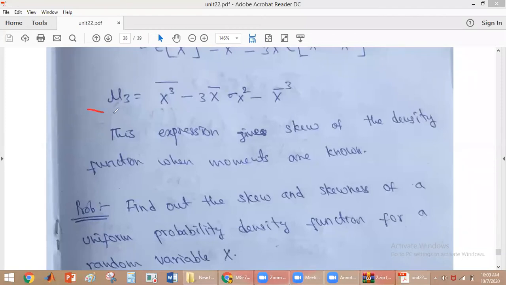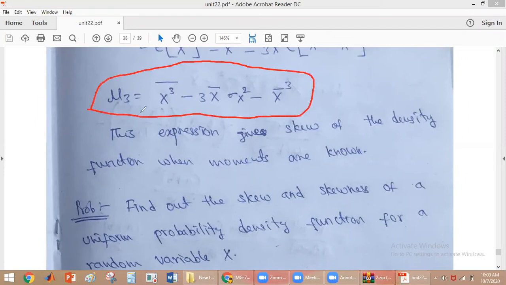Skew can be found by using this equation, that is mu3 is equal to x cube bar minus 3x bar sigma x square minus x bar cube. Okay, to solve this, what are the things we require? We require the mean value, that is x bar. What is x bar? It is the mean value. And we also require the variance. What is the variance here?